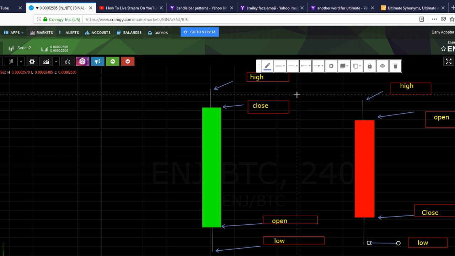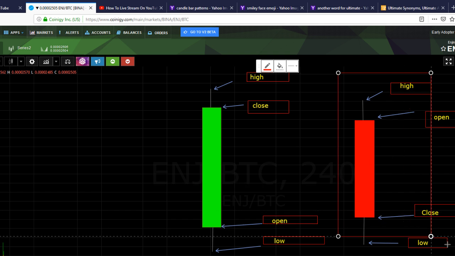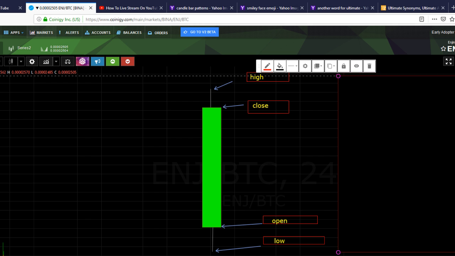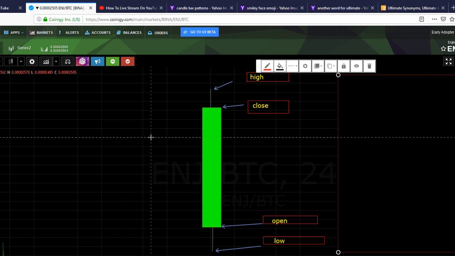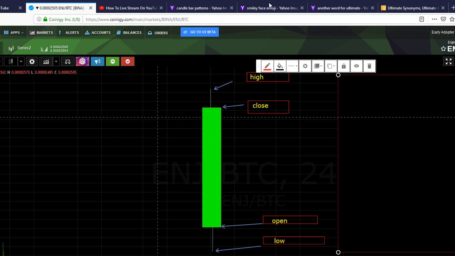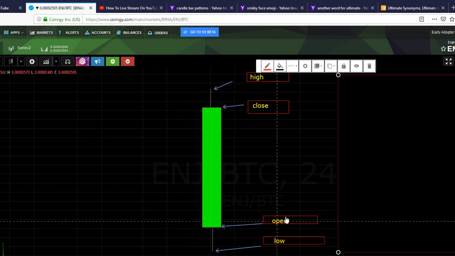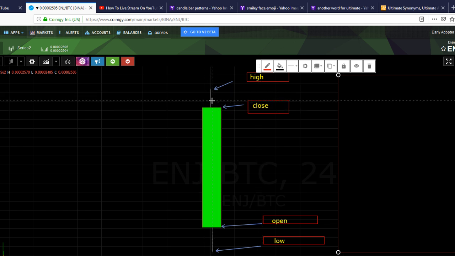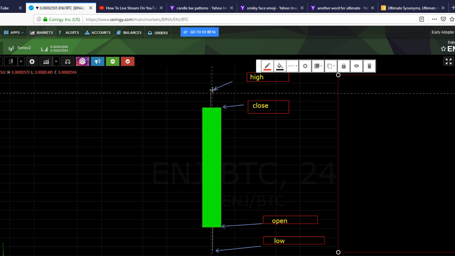Okay, so in front of us, let me just block this out real quick. I don't want to confuse anybody. All right. So in front of us right here, we have a bullish candlestick. This is the opening of the candlestick. This is the closing of the candlestick. This right here is called the wick. This is the high. This is the highest that price has gone for the day.